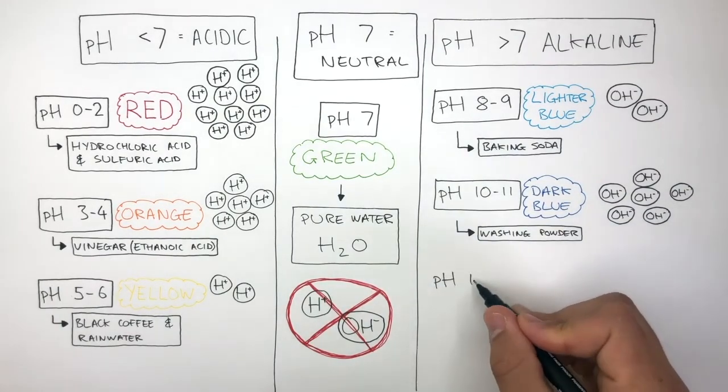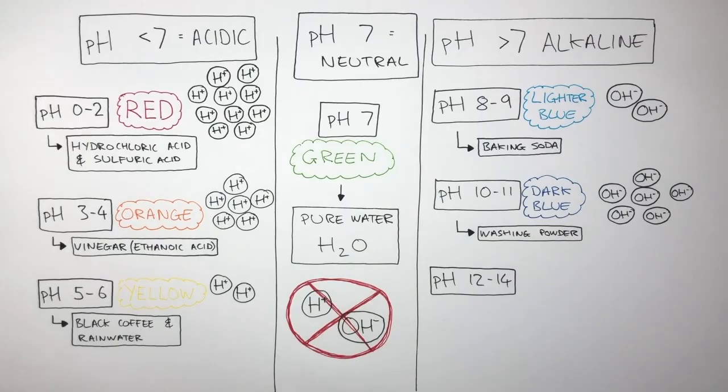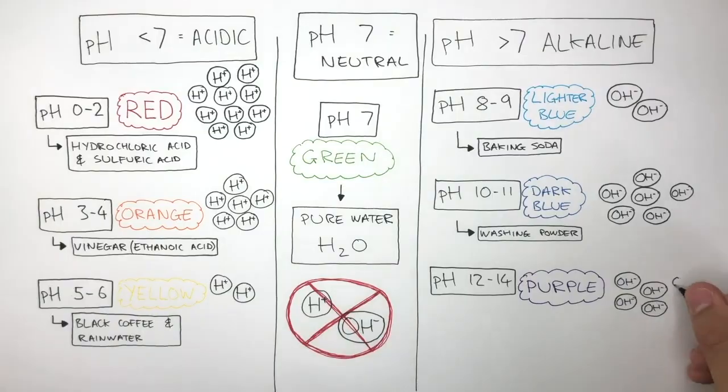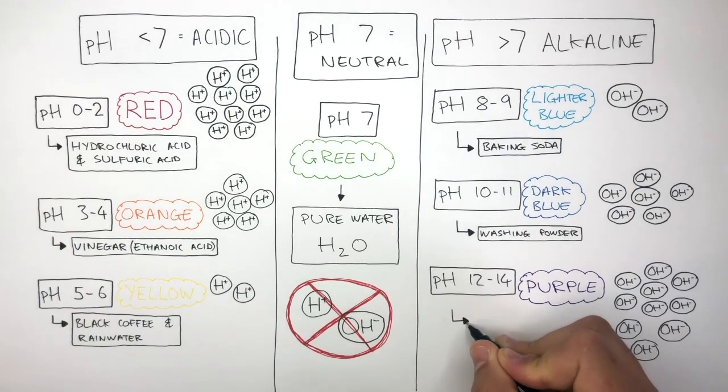A pH of 12 to 14 causes universal indicator solution to be purple, and this has many hydroxide ions in solution. An example of this pH would be oven cleaner.